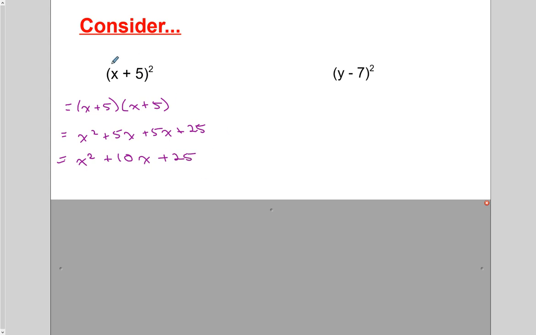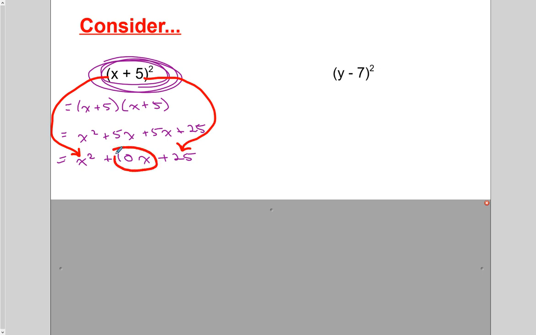Let's look back at our original one right here. Are there any patterns we can see that would get us to our final answer? Well, a couple of things to consider. I notice I've got an x squared there. We got 5 here. I notice I end up with 25 there, so 5 squared, right? And then our middle term. How does our middle term relate to these two, to our x plus 5?